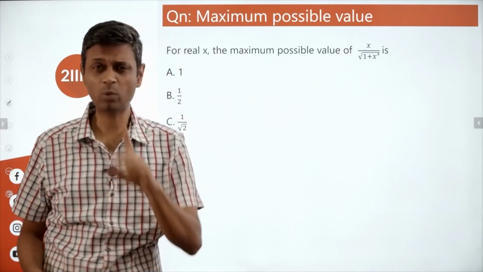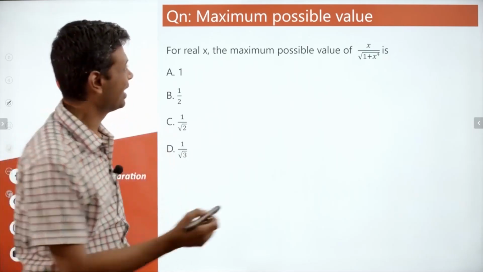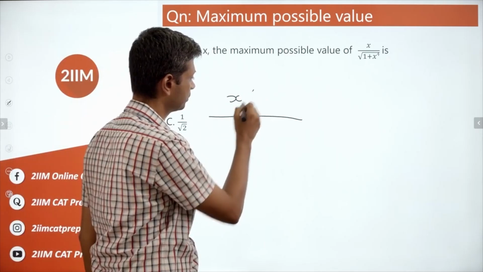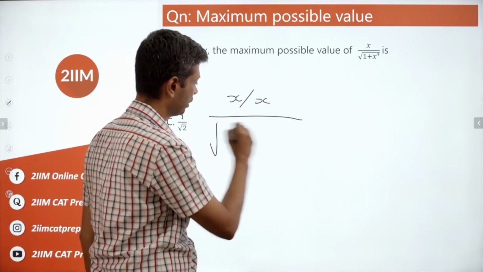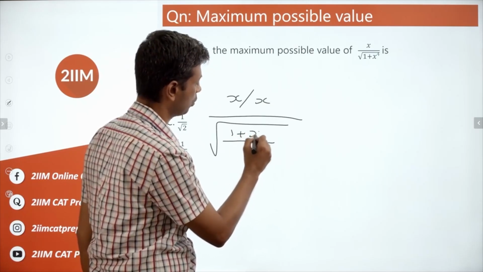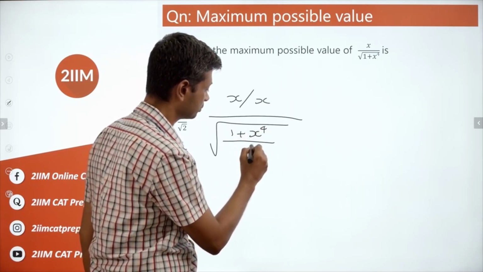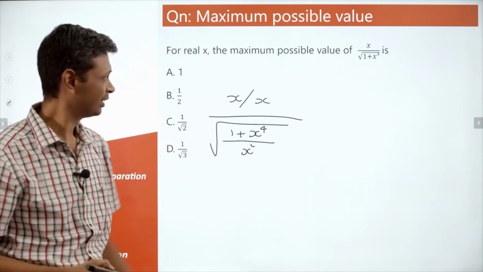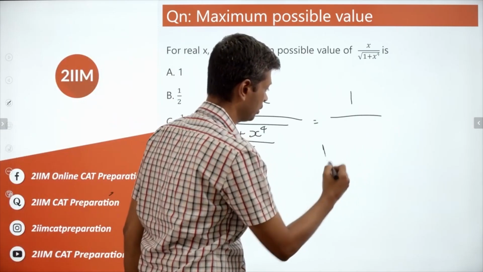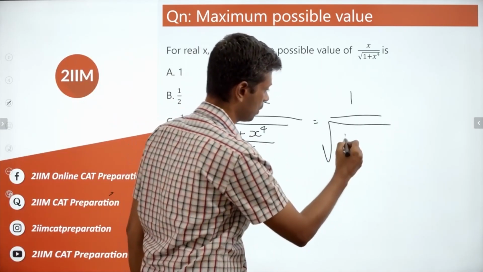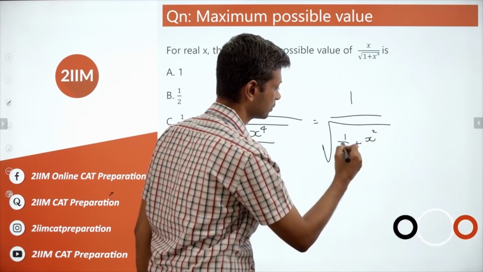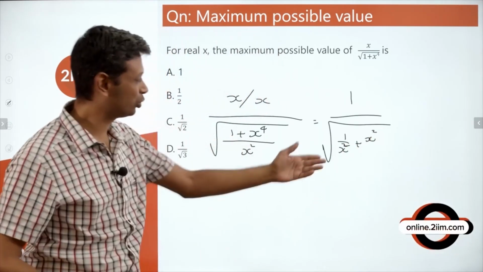But if you simplify this, make one very simple change. Divide by x in the numerator and denominator. So numerator is x by x. Denominator is square root of 1 plus x power 4 by x square, because inside the square root. Okay. X by x is 1. It is 1 by square root of 1 by x square plus x square. Lovely. Once you do this, you're through.